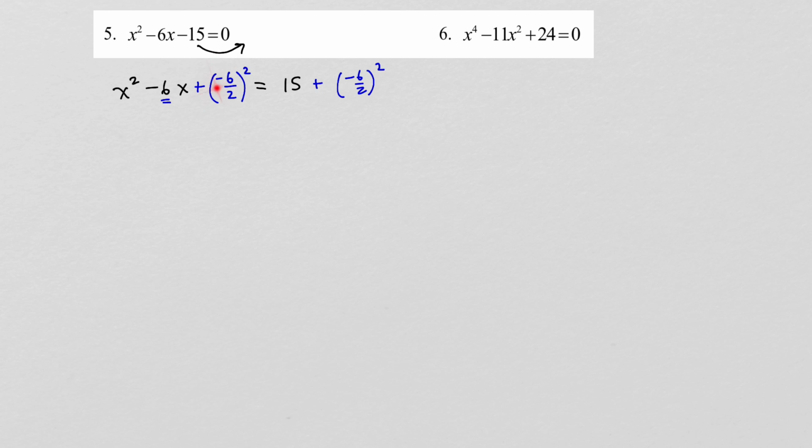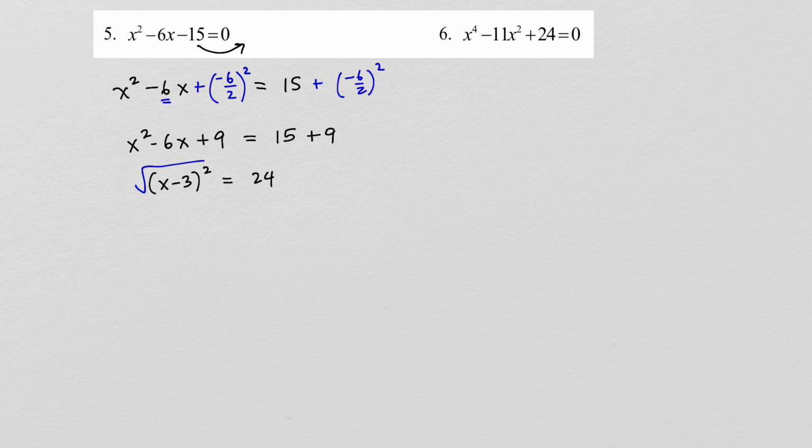Now, negative 6 divided by 2 is negative 3, and when you square that, you get positive 9. So what we have on the left side is x squared minus 6x plus 9, and on the right side, we have 15 plus 9. Now, on the left-hand side, we can factor that into (x minus 3) squared, and on the right-hand side, we have 24.